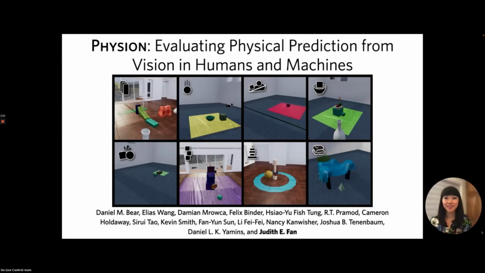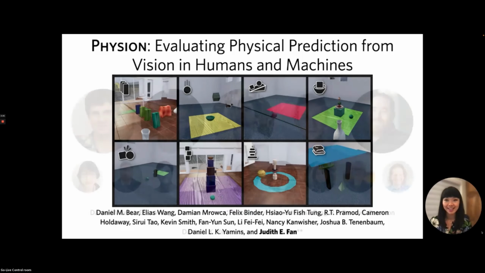Hi, everyone, and thank you so much to the organizers of this wonderful workshop for the kind invitation to speak today. My name is Judy Fan. I'm a cognitive scientist at UC San Diego, and I'm really excited to be here and tell you about Physion, an initiative to systematically evaluate physical scene understanding in humans and AI systems, a problem that I also think of as being quite well aligned with the theme of today's event.